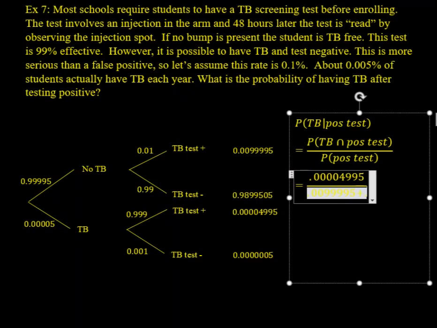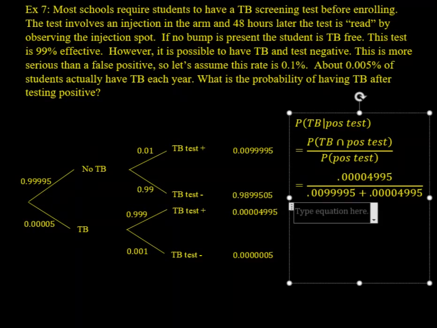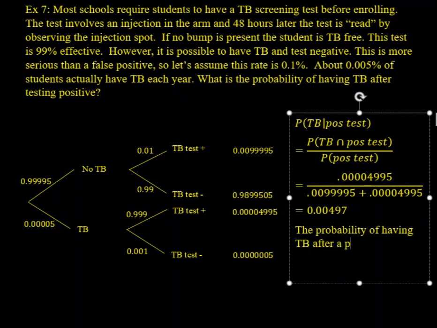This comes out to be 0.00497. So, the probability of having TB after receiving a positive test is 0.00497. So you have less than 0.5% of a chance of actually having TB if you test positive for it.